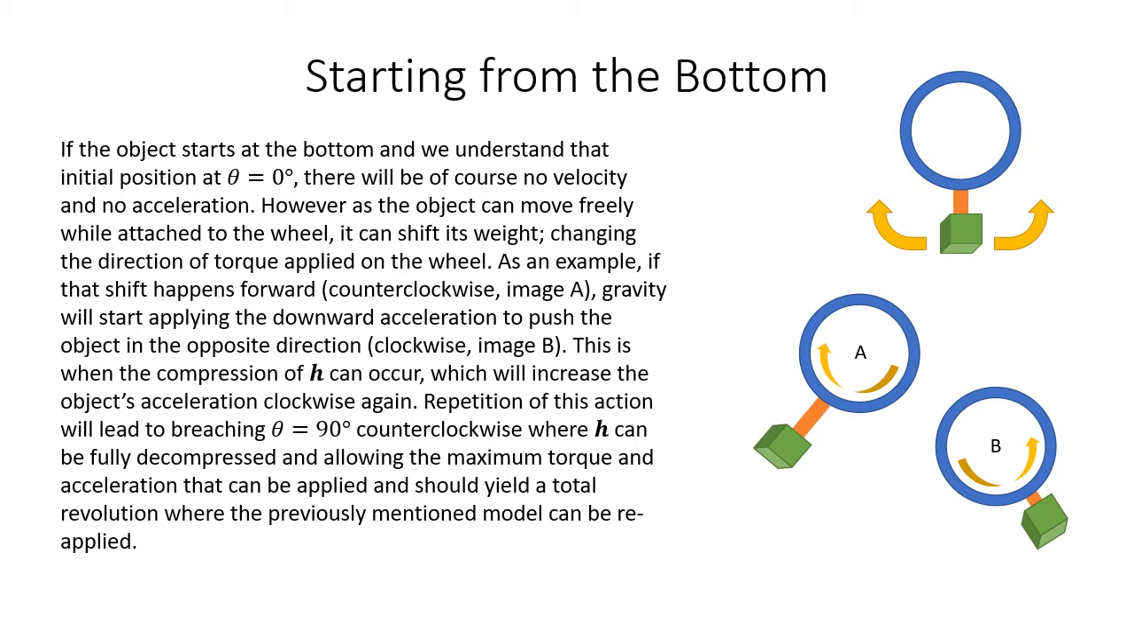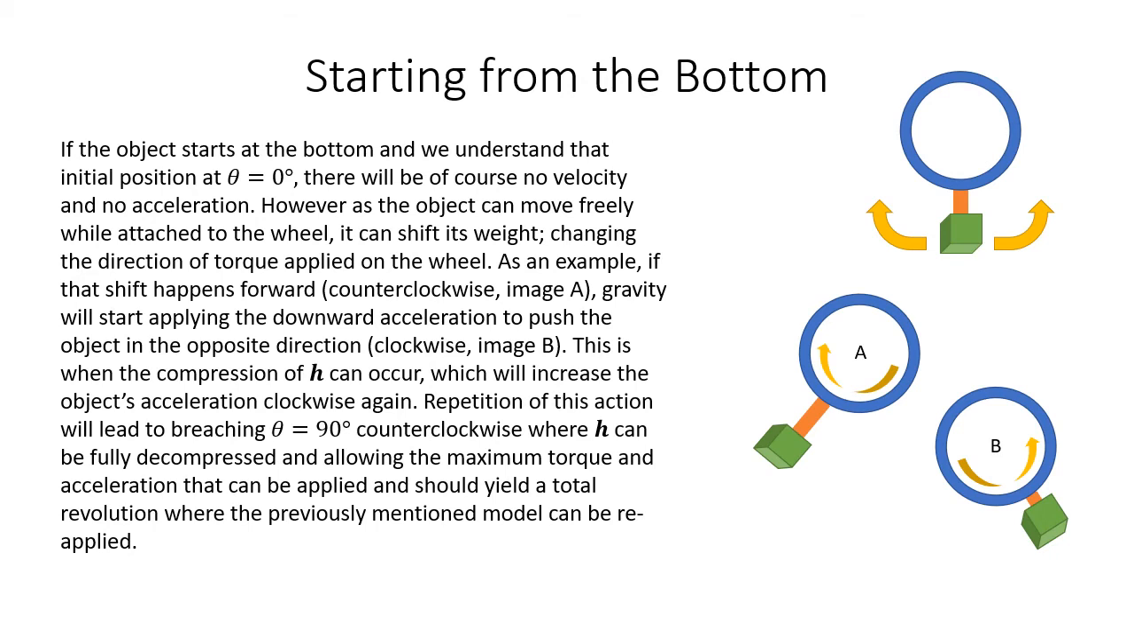As an example, if that shift happens forward, counterclockwise, as you would see in image A, the gravity will start applying a downward acceleration to push the object in the opposite direction, as you see in image B. This is when the compression of h can occur, which will increase the object acceleration clockwise again. Repetition of this action will lead to breaching theta equals 90 counterclockwise, where h can be fully decompressed, allowing the maximum torque and acceleration that can be applied, and should yield a total revolution, where the previously mentioned model can be reapplied.